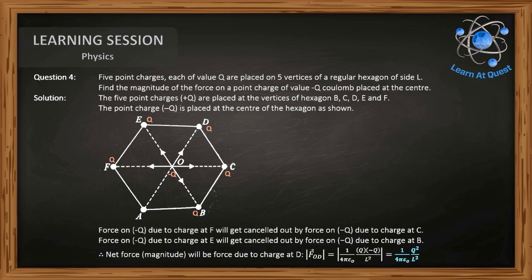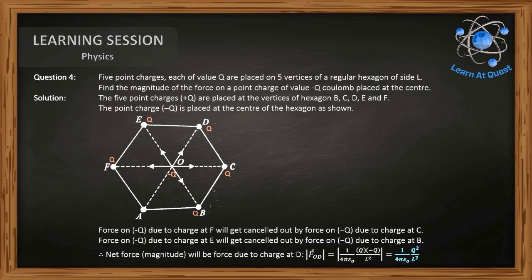information given to us. Here we have been told that 5-point charges, all positive, plus q, are placed at the vertices of a hexagon. We know that a hexagon will have 6 vertices. So out of these 6 vertices, at 5 vertices, we have 5 positive charges plus q. One vertex will not have any charge. Also, another charge minus q is placed at the center of the hexagon. So we get the diagram as shown.